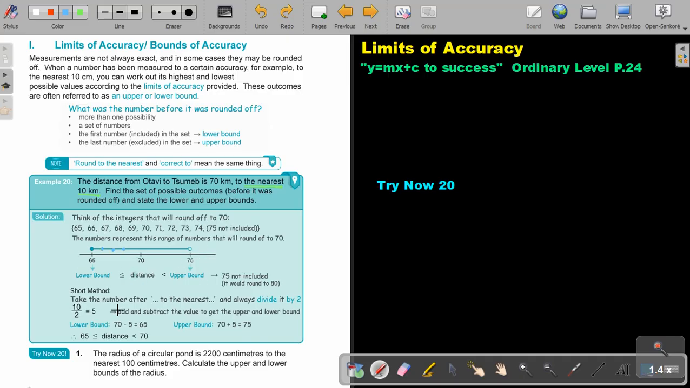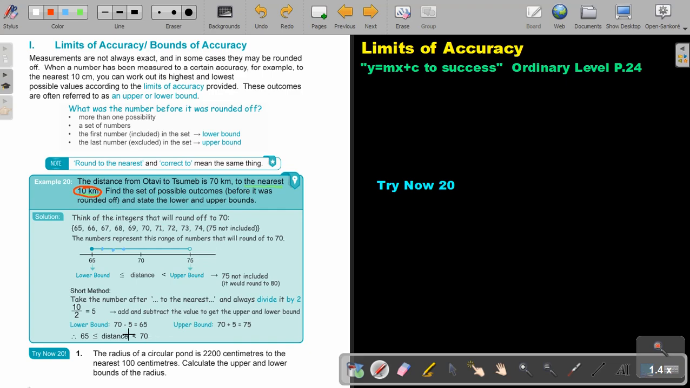So this is a very long method. Let's think of a short method. Take the number after to the nearest. Okay, so what was the number after to the nearest? Let's look. To the nearest, do you see the nearest? And what was the number after? 10. Okay, so take that number and divide it by 2. Find the middle. So what will it be? 5. Now take that result and subtract it to find the lower bound and add it to find the upper bound. And then fill it in.